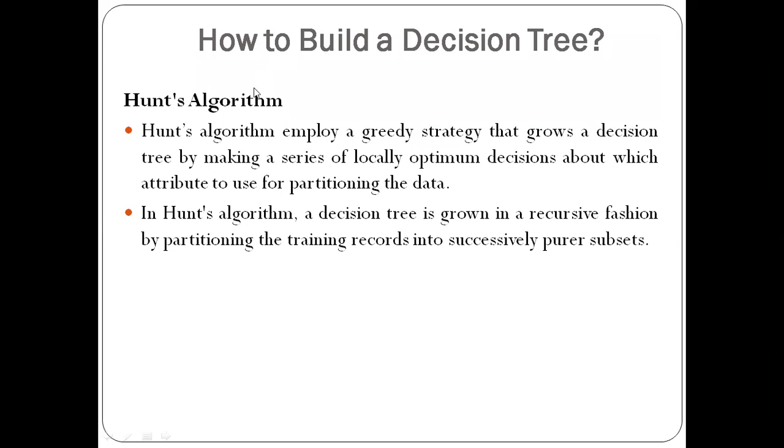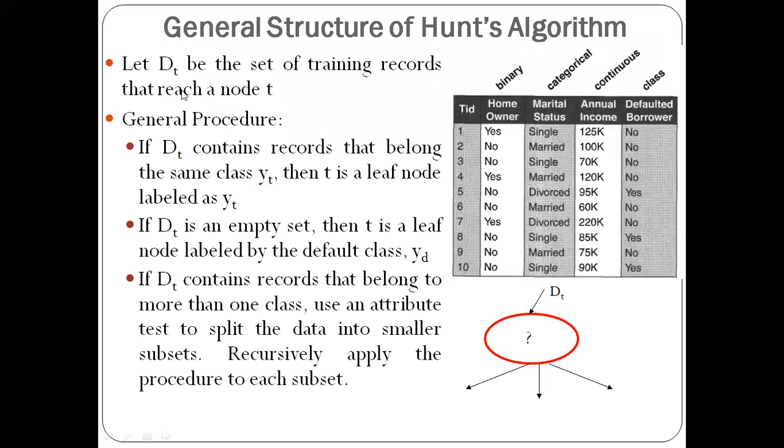So Hunt's algorithm is one of the greedy algorithms. It applies the greedy strategy to build a decision tree. At each step, it applies some test condition to partition the data into purer subsets. I explained the algorithm in the last class.